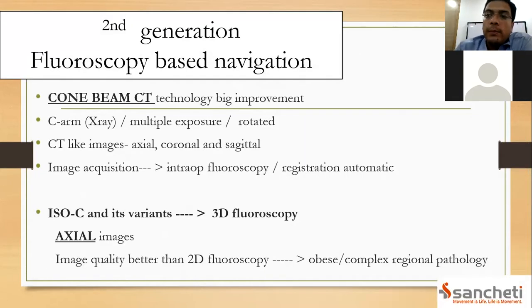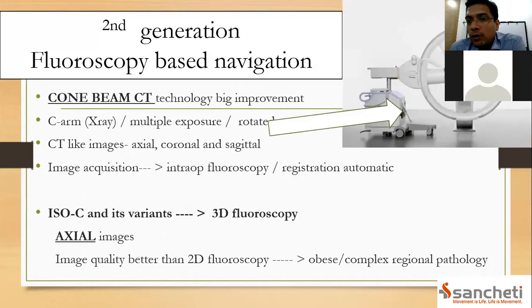Second generation fluoroscopy based navigation improved when it went from 2-dimensional to 3-dimensional. So the 3-dimensional technology added another perspective to use in the OR. So this came with the use of the cone beam CT technology, which was a big improvement. What happened was you would use a regular X-ray machine like a C-arm machine, but it would move through a semicircle where it would shoot all through 180 degrees, and as a result they could reformat those images to bring you CT-like images. The advantage being you would get the axial sections now.